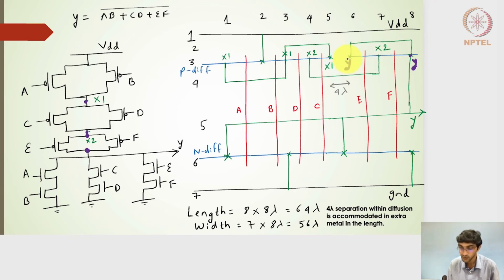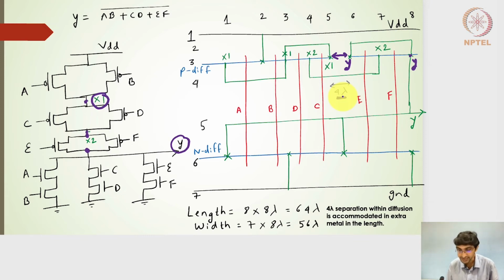Now this Y and this X1 are not connected, and therefore I should not have these diffusions connected. So I cannot have the merged diffusion here. That means there should be a separate diffusion, and if there is a separate diffusion, the distance between the diffusions should be a minimum of 4 lambda, right? So it should have a 4 lambda separation.